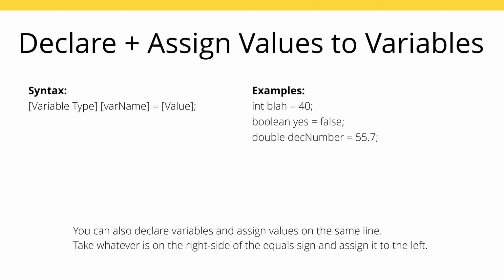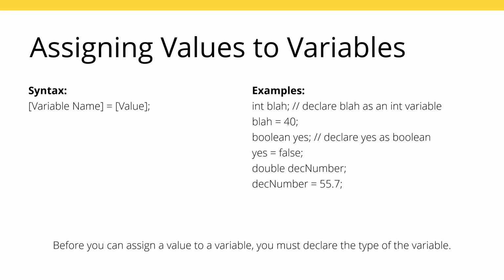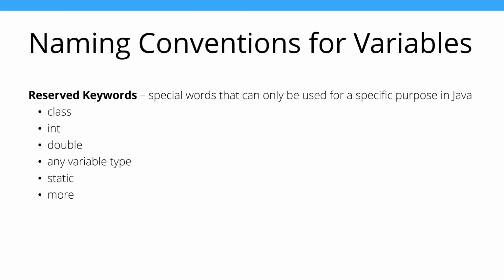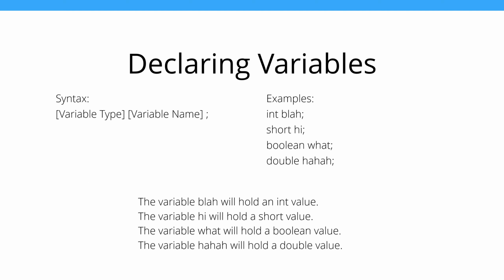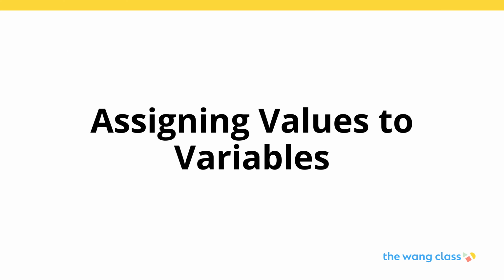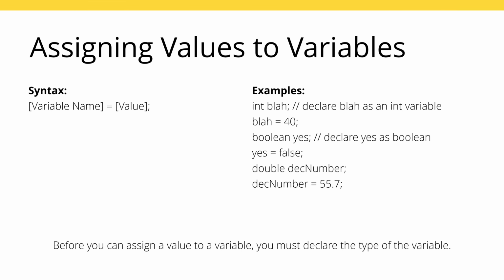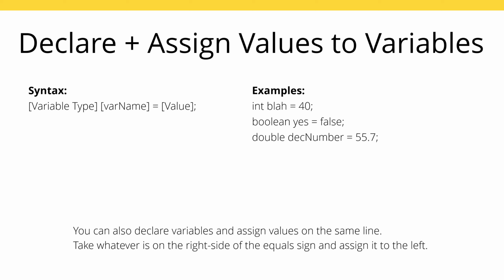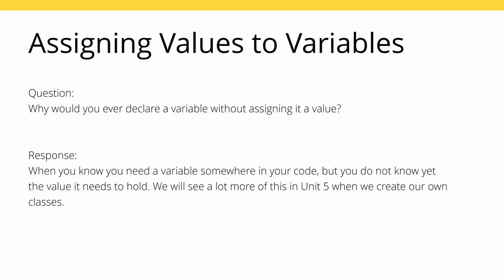Now that might have you thinking, well, if we could do it all in one step, why would we ever do it in two steps? Such as in the previous video, where we learned declaring a variable, variable type, variable name. And in this video, where we learn how to assign a value to a variable name where the variable has already been declared. Why not just always do it all in one line? Well, the response is, when you know you need a variable somewhere in your code, but you do not know yet the value it needs to hold.